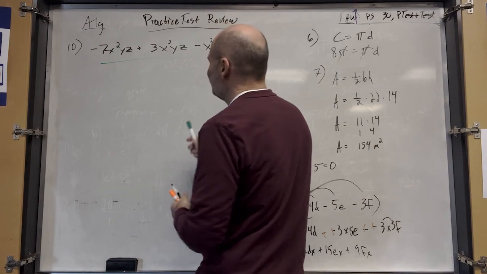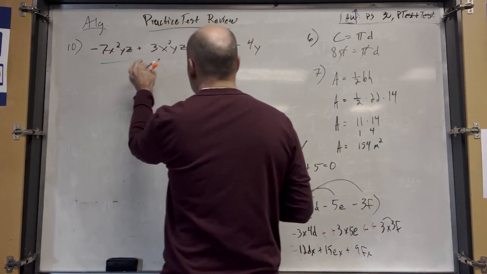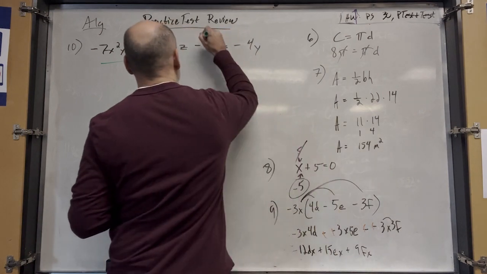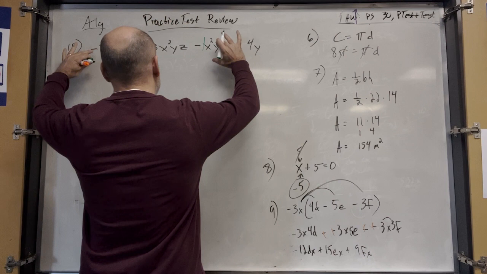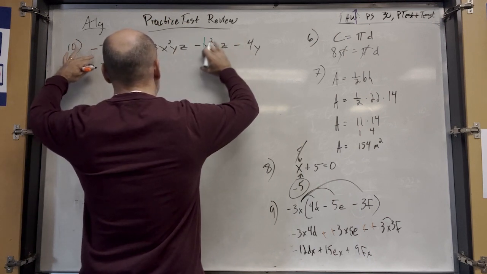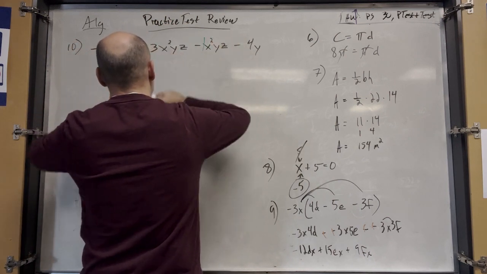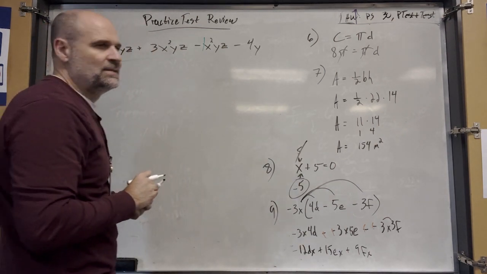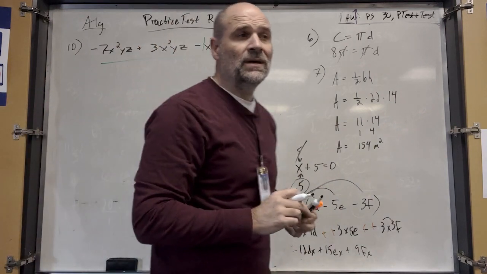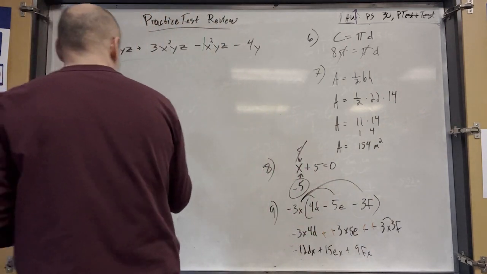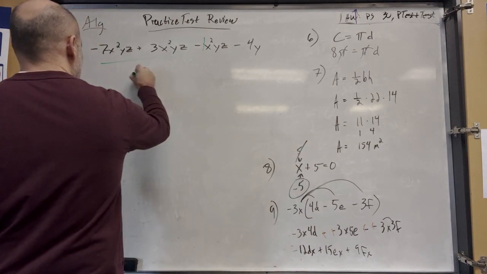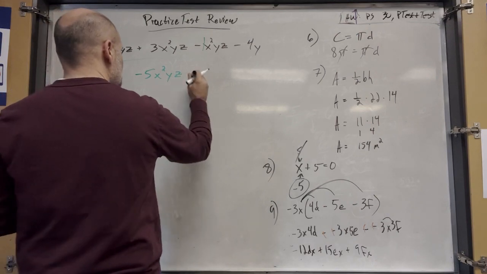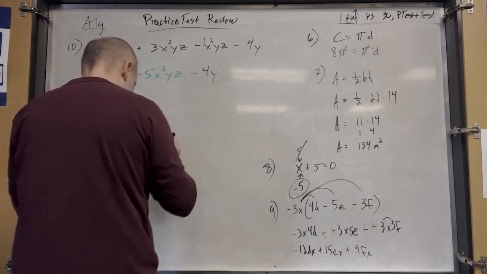What happens when you send these guys to the battlefield? Negative 7 fights with positive 3 and negative 1. Negative 4. Yep, because the negatives are going to team up on that positive 3, and you have negative 8 x squared yz against 3, and it's not 4. Did you say 4? It's not even negative. Oh, yeah. Thanks for keeping me on my toes. Negative 5 x squared yz plus that loser, negative 4y.